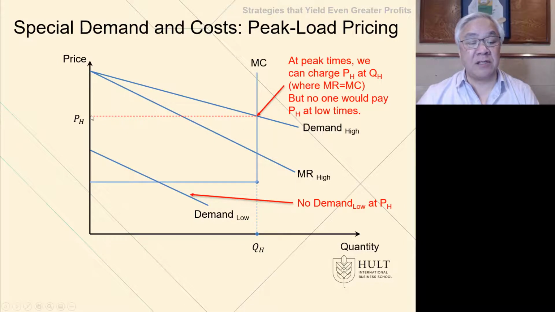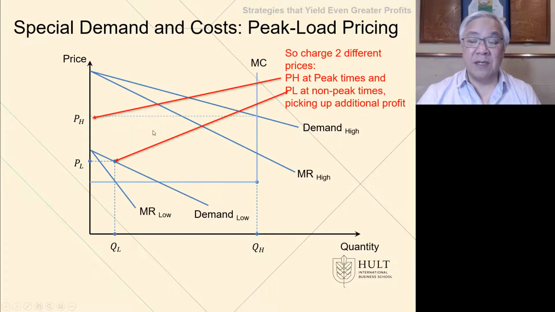Now, if we charge this amount for the entire day, we're fine during the peak period. But during the non-peak, we'd get no demand at that price. So what do we do? We end up with two different prices. We set one that is based on what happens during the peak hours. We charge more money. And we charge another price at the non-peak period. So then we pick up additional profit.